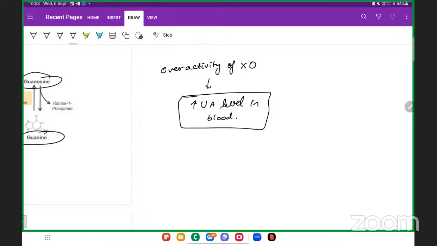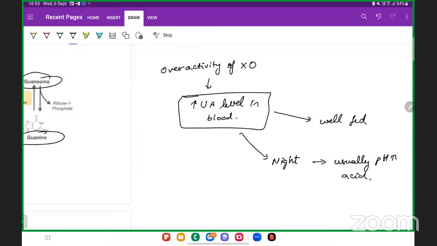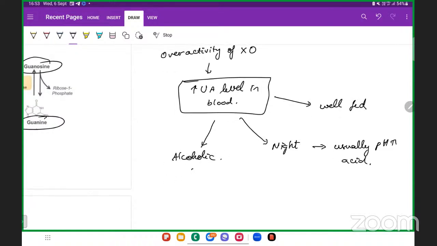So it gets projected out when you are well fed, when you take a good protein rich food. Similarly, at night time your pH will usually be more acidic, and when the pH is acidic, the uric acid level is higher. Similarly, in alcoholism, alcoholic patients will have more lactic acid in the urine. So this is how the uric acid level increases.